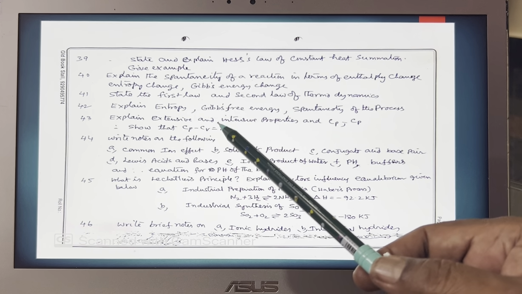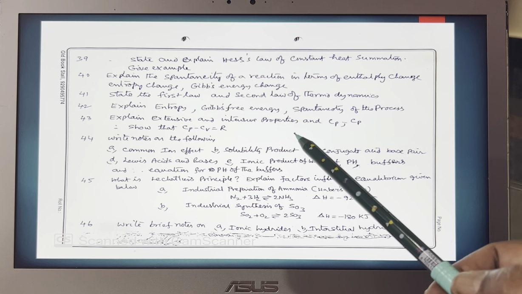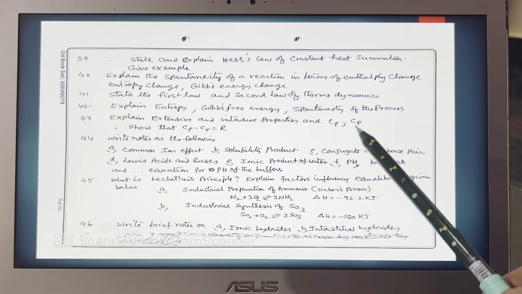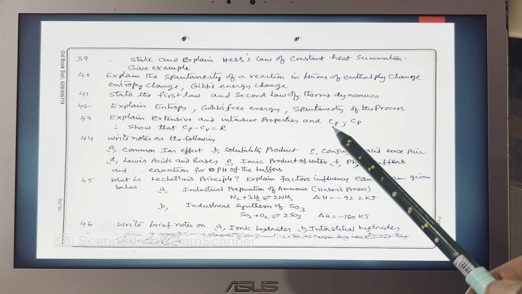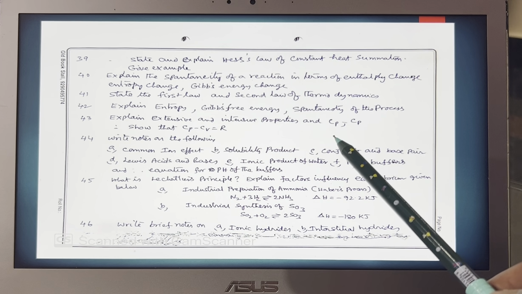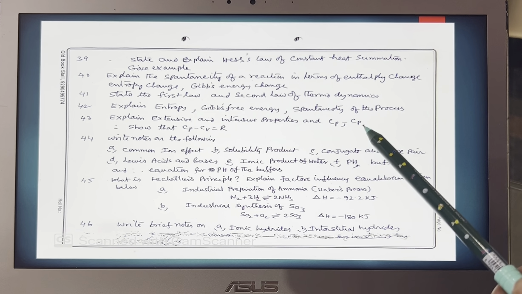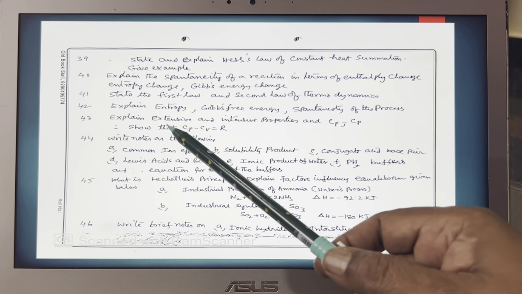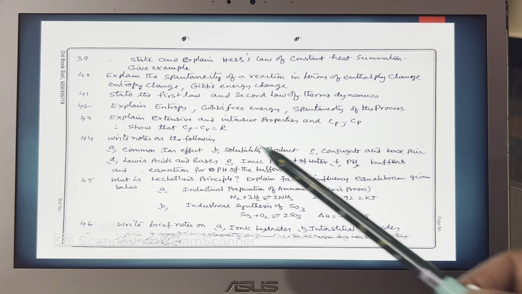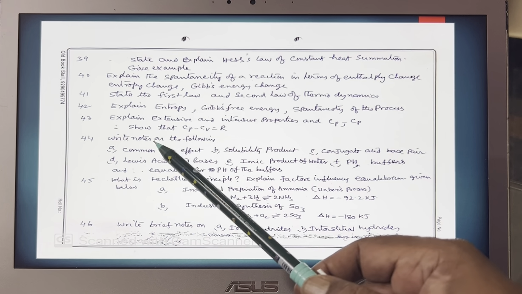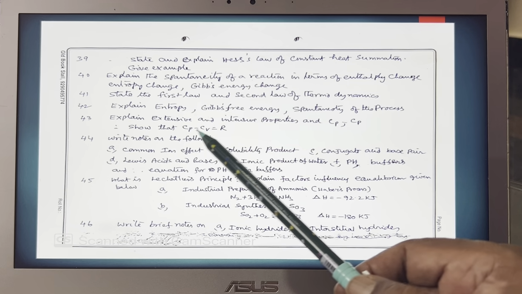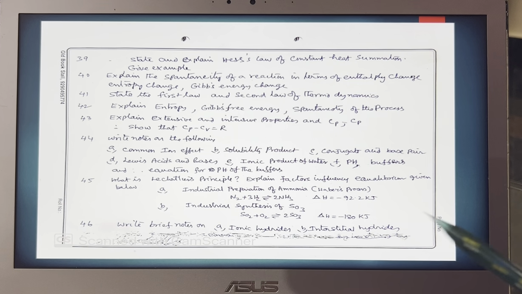Explain extensive properties and intensive properties, and Cp and Cv. You have to define Cp and Cv. Cp and Cv, this is V. Cp and Cv, so that Cp minus Cv is equal to R. You have to derive this equation from Cp and Cv, that is Cp minus Cv is equal to R.